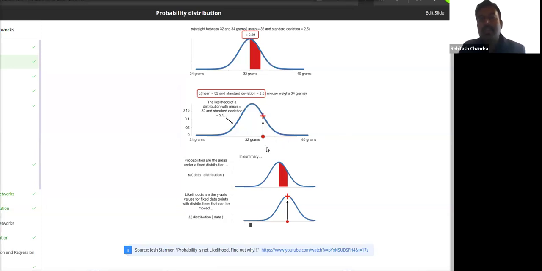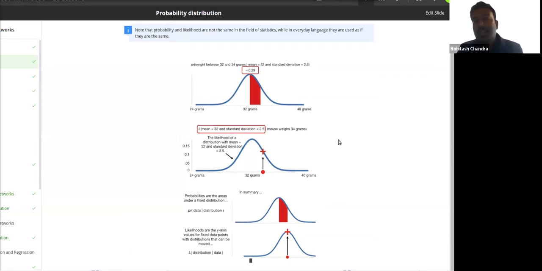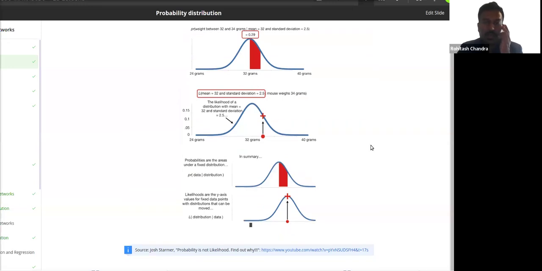But if you want to get the likelihood, it is for a given value. For example, if you have a distribution with mean 32 and standard deviation 2.5, what is the likelihood that the mouse is weighing 34 grams? For that, you look at 34 grams in here and then you look at the y-axis. From the x, you look at where there's an intersection going to the y-axis, and that's what the likelihood value is. So probabilities are areas under a fixed distribution.